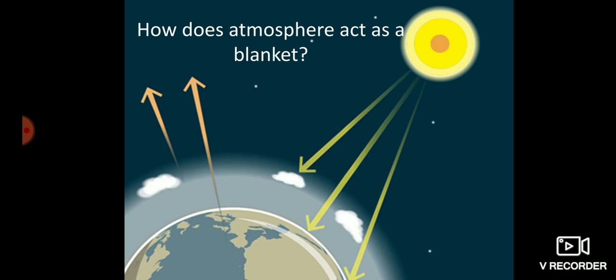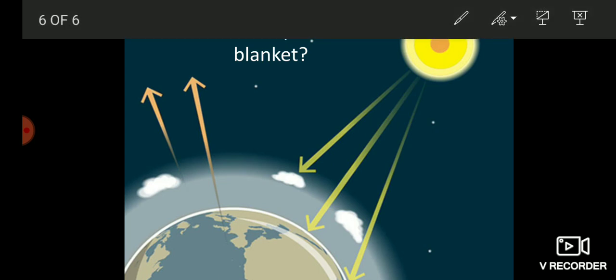Next, we'll see what are the importance of atmosphere. So how does it act as a blanket? Atmosphere protects us from the UV rays of the sun. Not only that, it also protects us from the scorching heat. How? When the sun rays fall on the atmosphere of the earth, most of the sun rays or heat of the sun get reflected and go to the space.